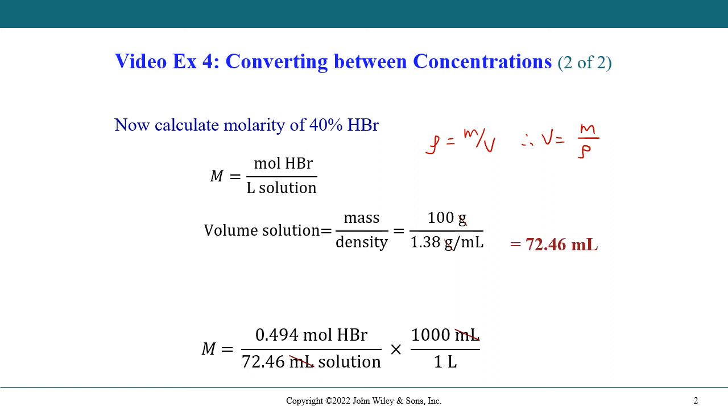From the previous part of the calculation, we know that the number of moles of HBr is 0.494 moles, and we can substitute that into our molarity equation. So we say 0.494 moles of HBr divided by the volume, but remember this is in milliliters, so we have to convert to liters. We use the conversion factor and multiply by 1,000 so that our units cancel, and we can calculate that to be 6.82 molar.